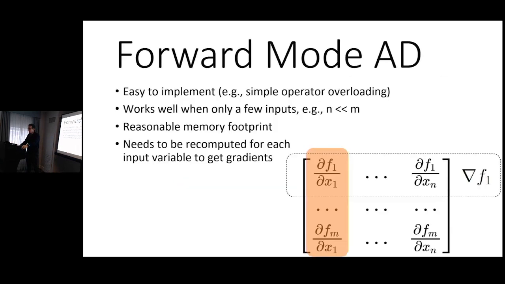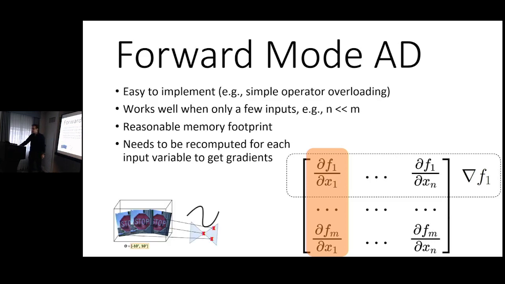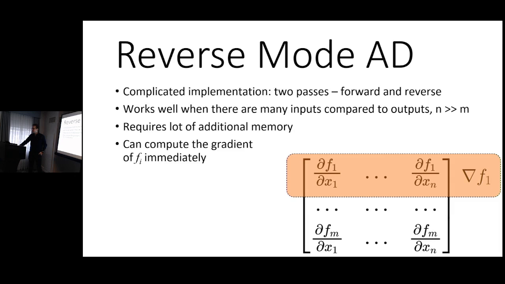So forward mode AD is simple to implement. It works well when we have only a few inputs and it has a reasonable memory footprint. But the big problem is it doesn't compute the gradient right away, but you need to do n computations to compute the gradient in the horizontal direction. It's good for something like a robust analysis when you have one angle and you want to do sensitivity towards it.